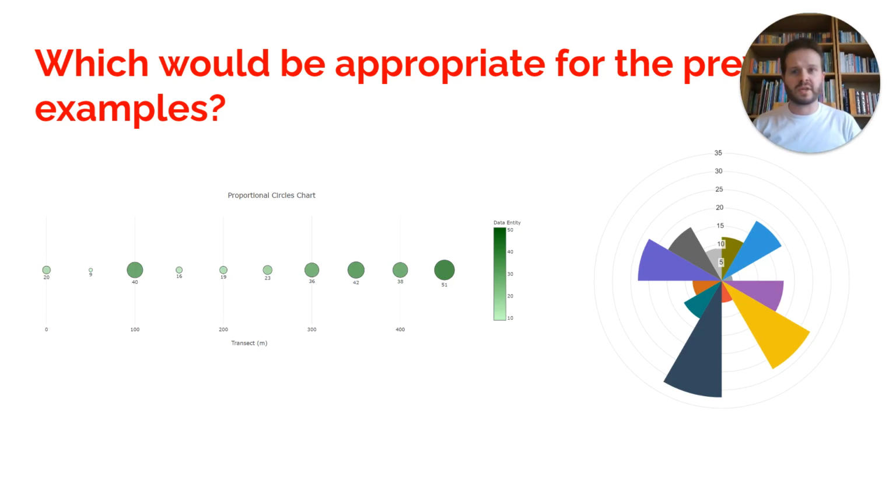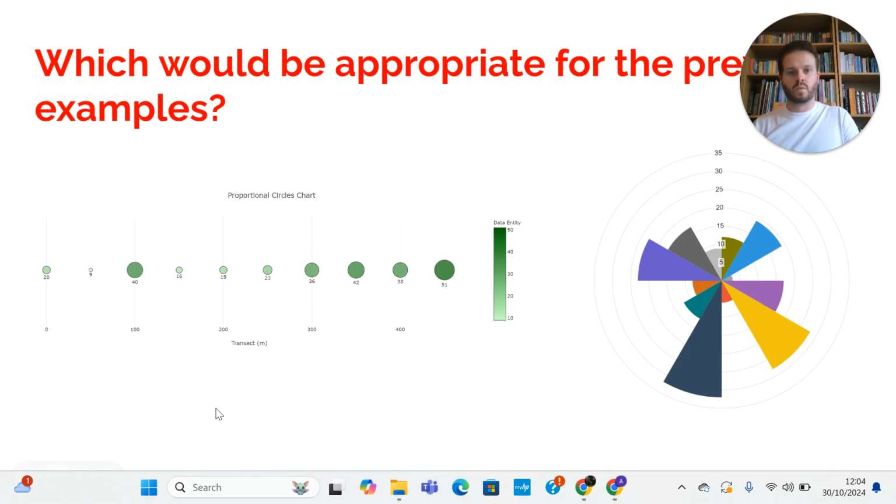Okay, so think about these two options here. Which one would be the most appropriate for the examples that I've just been through there? So, what would proportional circles be good for? And what would this one over here, which is a polar area chart, be good for in terms of your different ways of presenting the data? Yeah, so these are the decisions you have to make, and you don't necessarily have to choose one or the other.